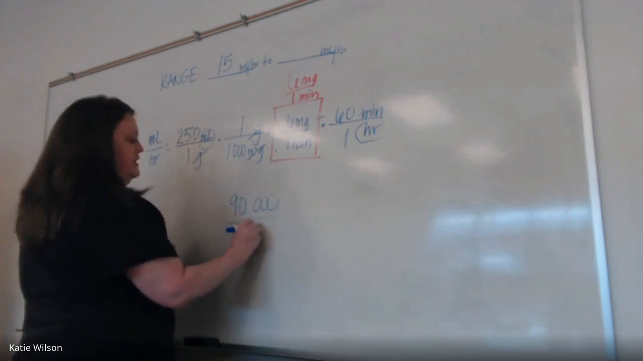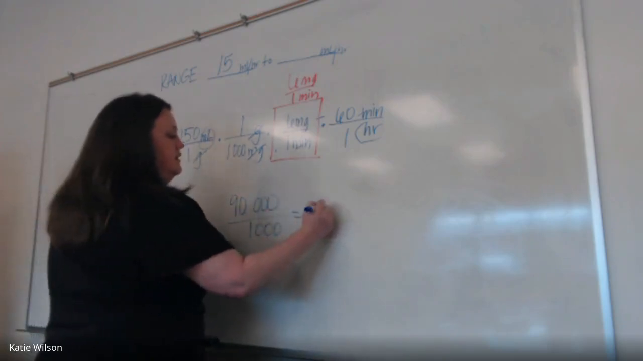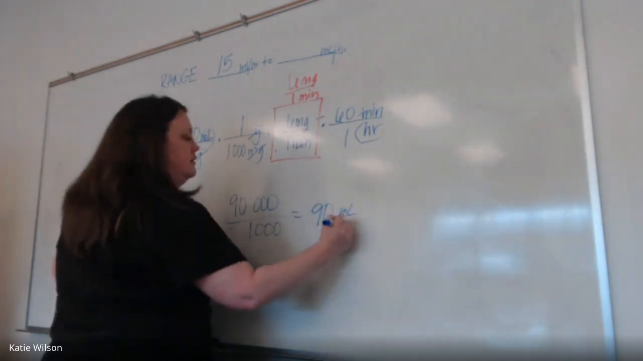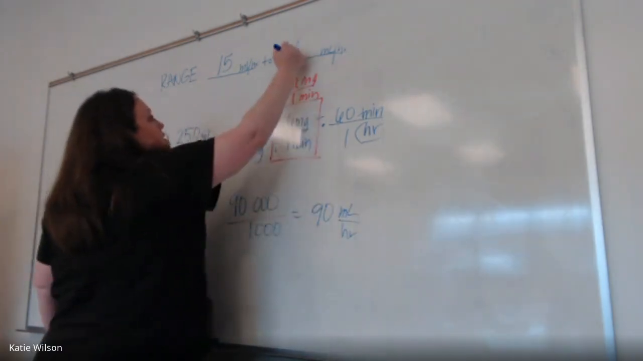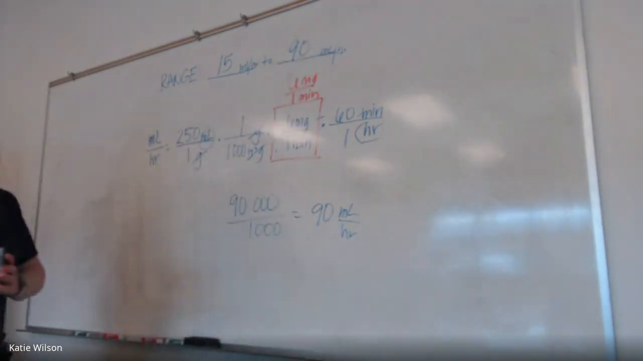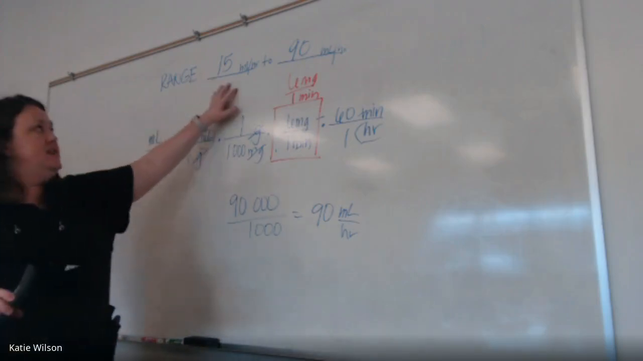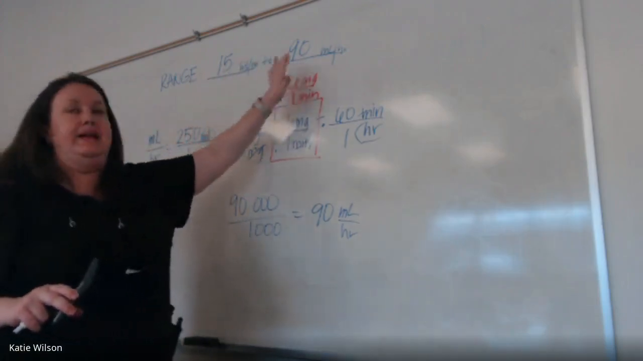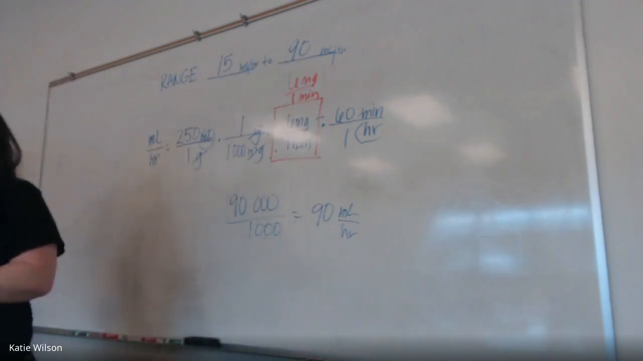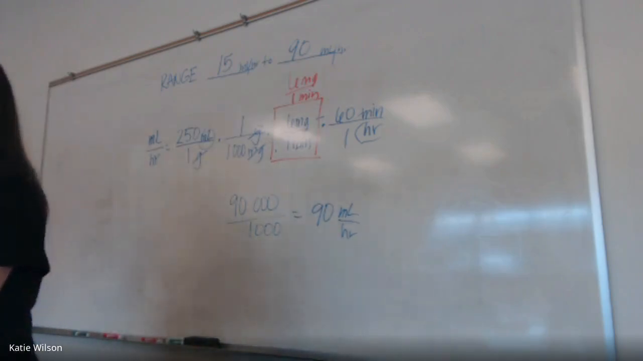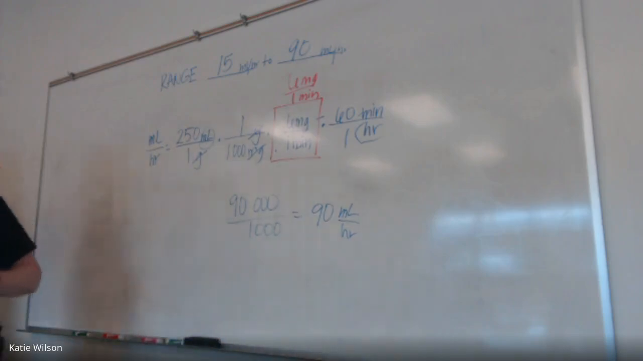$90,000 divided by 1,000 is 90. So my rate range would be 15 milliliters an hour to 90 milliliters per hour. So don't forget, if it says range, 2 answers. Otherwise, you've got one problem.